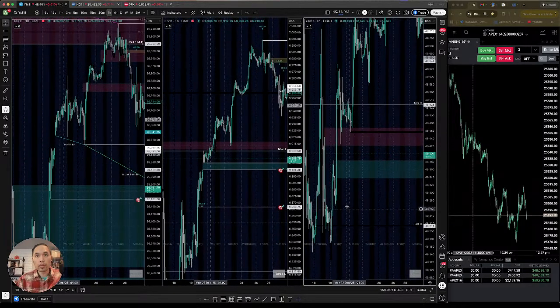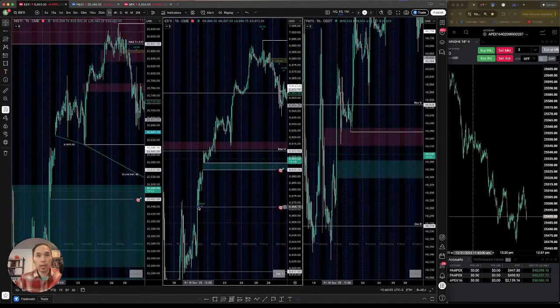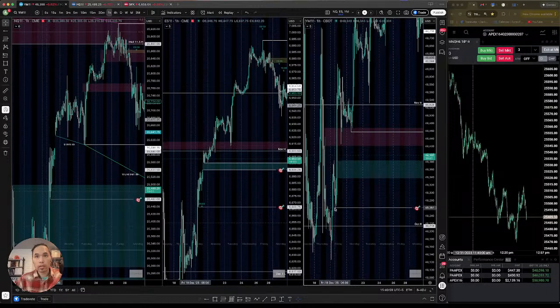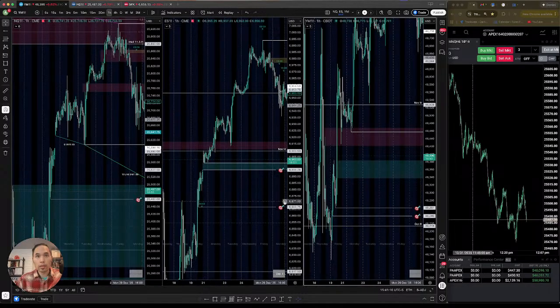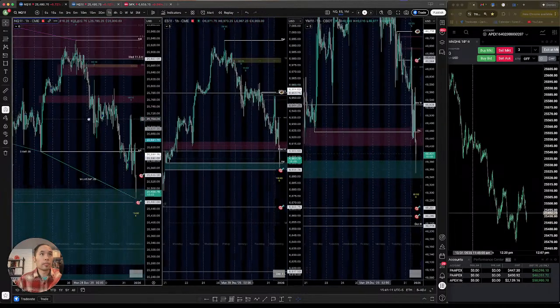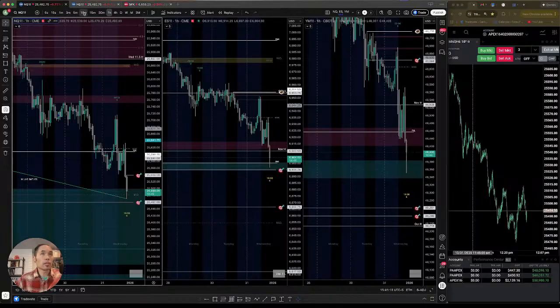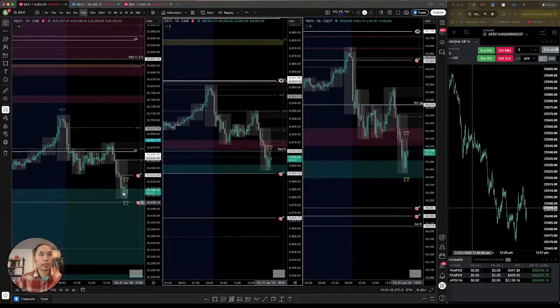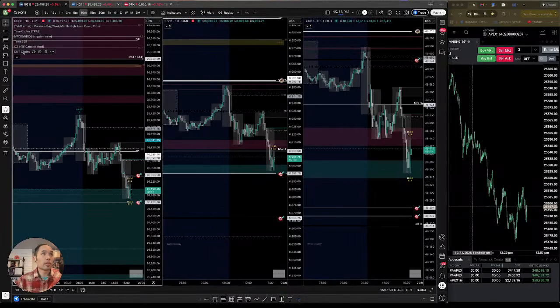So for YM, the external range would look probably about here. If we were to really displace lower, I mean, there's there, and then there's this external range as well. So we'll see what happens. Let's see. I'm leaning a little bit more. Are there any SMTs? Let me see here.